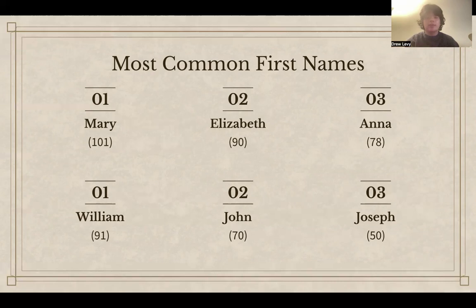Some honorable mentions include Sarah with 54 and Hannah with 23. For men, the top names are William with 91, John with 71, and Joseph with 50. There are also 41 Edwards as well as 33 Georges.